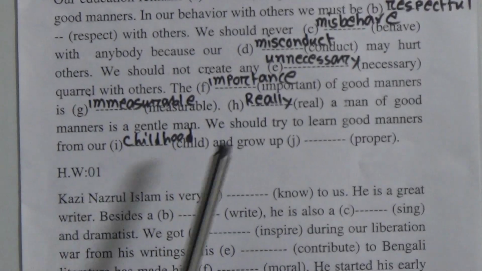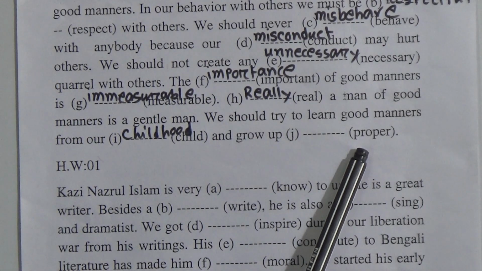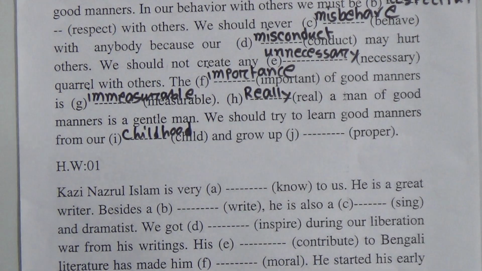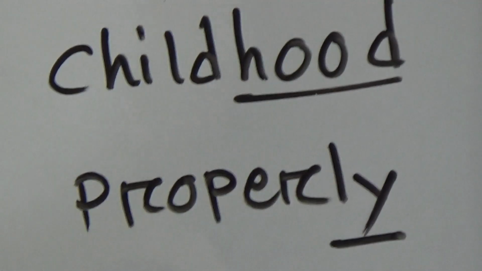And grow up dash. So look, proper is given. We will use an adverb here. It will be properly. Proper is the root, and we will use ly. Here ly is an example of a suffix. I am writing properly.